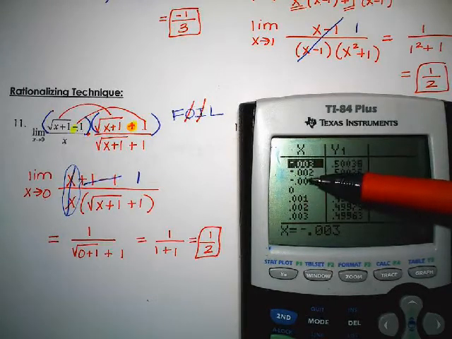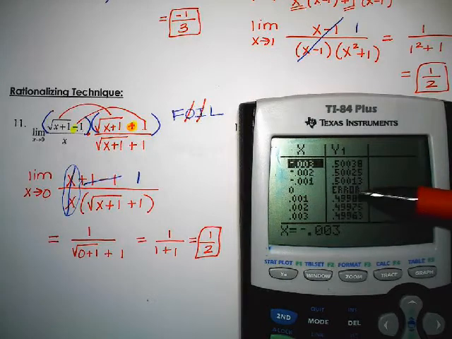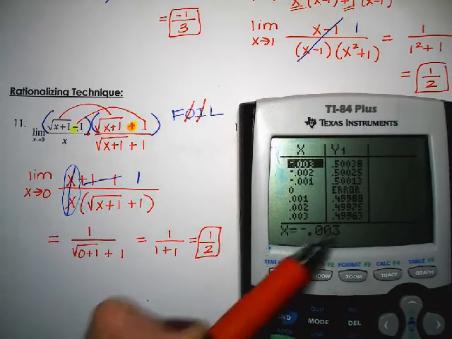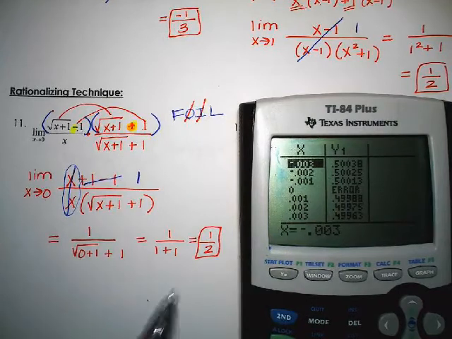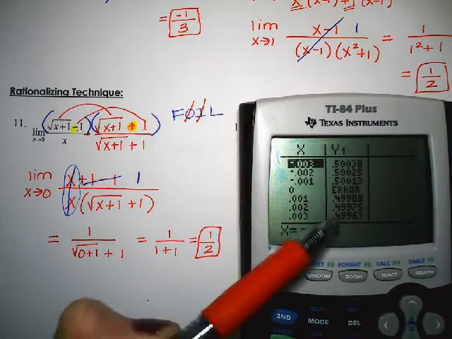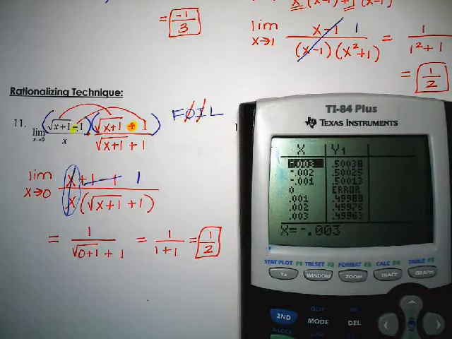Coming in from the left, getting really, really close from the left, getting really, really close from the right, look at those y values, and I can see that the y values from both sides are coming in on 0.5, which is the same thing as 1/2. So even though there's an error, the y values are coming in on 0.5, so I can confirm that that is my answer.